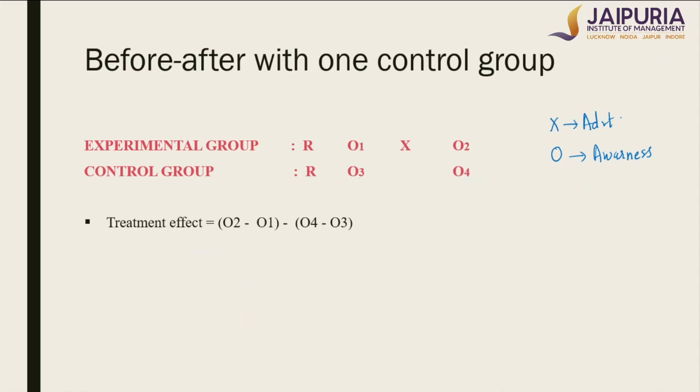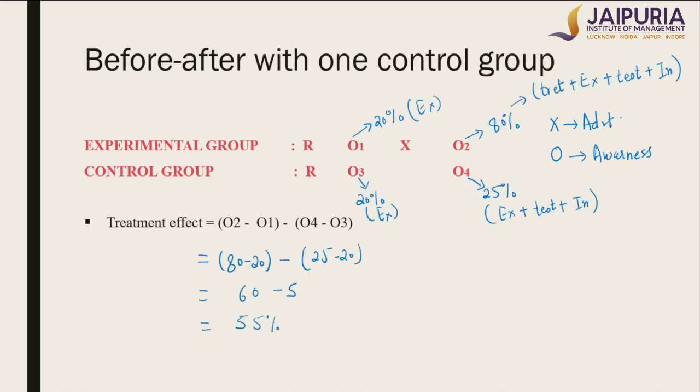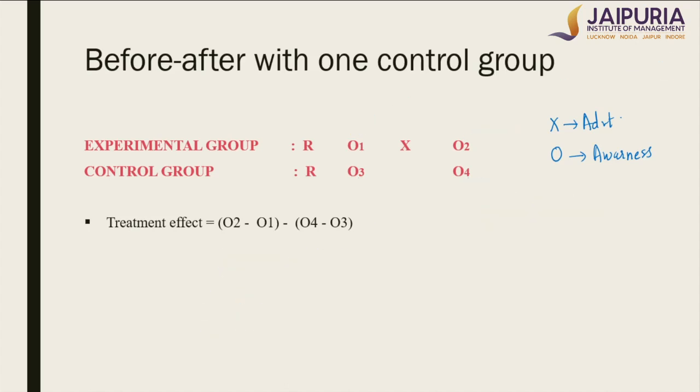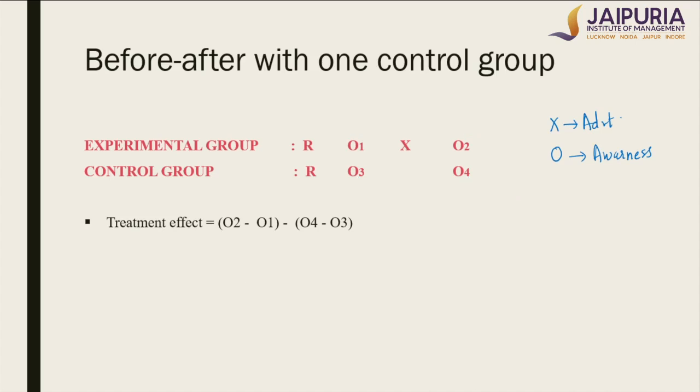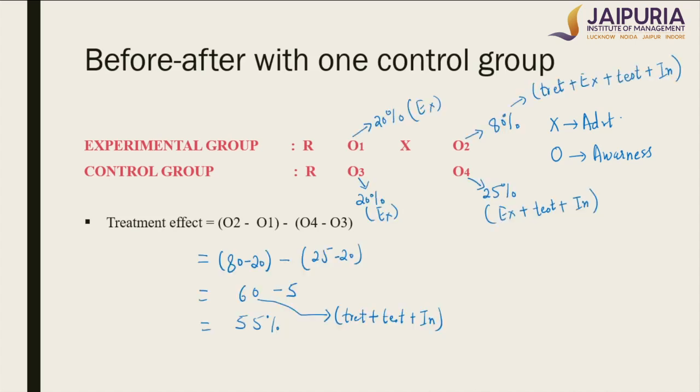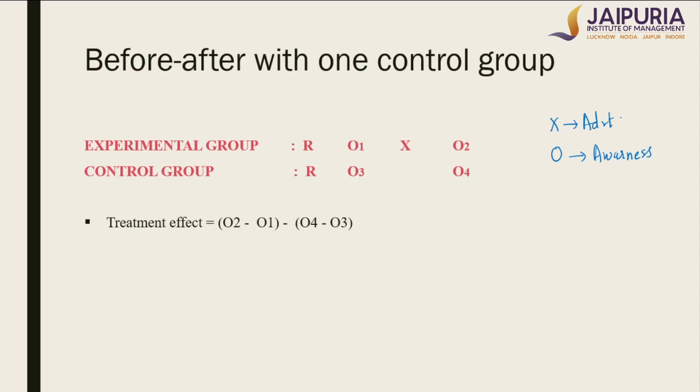Okay, so once we subtract O1 from O2, that is 80 minus 20, 60%, this is only due to treatment effect plus testing plus instrument. So the effect of internal characteristic of the group is eliminated when we take the subtraction of O1 from O2.